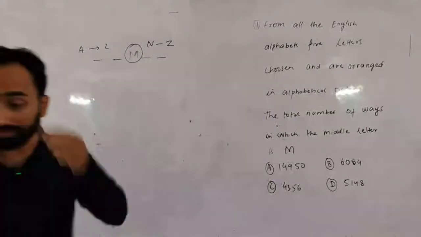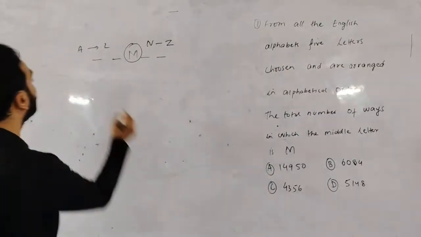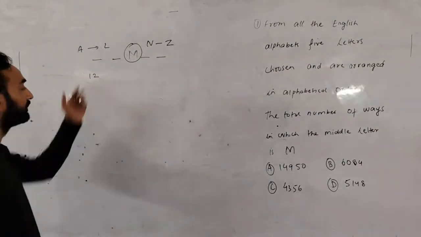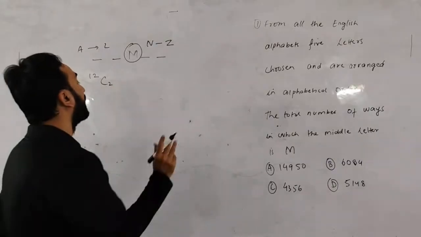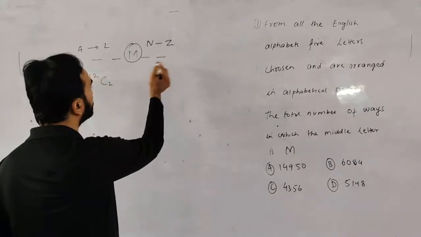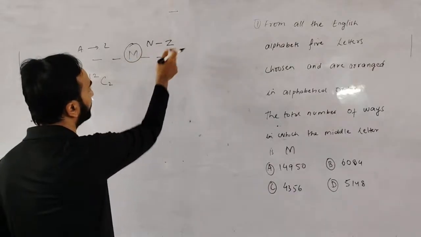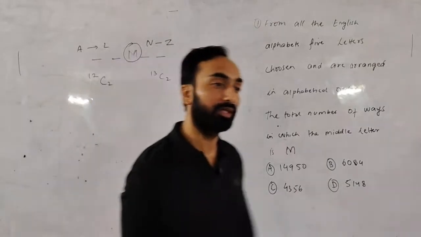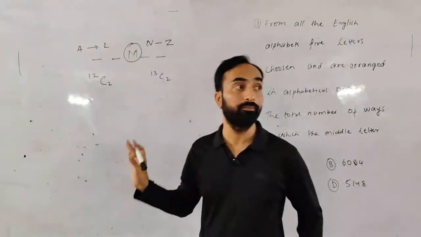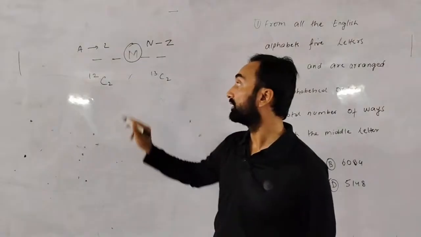Now A to L is how many letters? 12. Out of that 12, we have to choose 2, so this will become 12C2. And then from N to Z, obviously this will be 13 letters, and out of these 13, I have to choose again 2. So this will become 12C2 and 13C2.